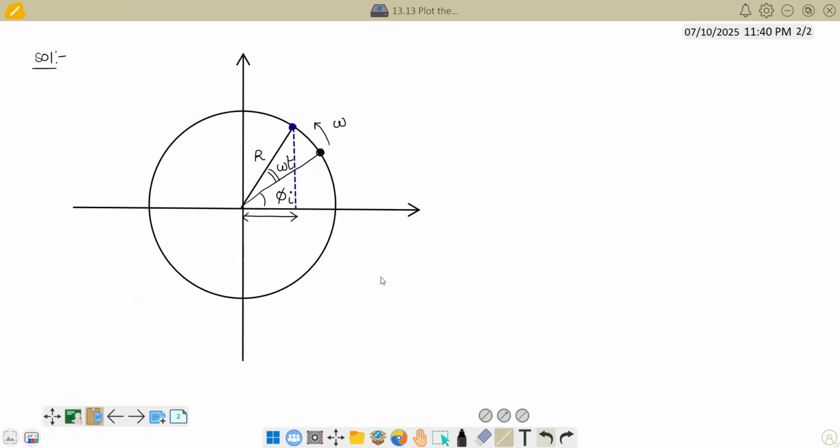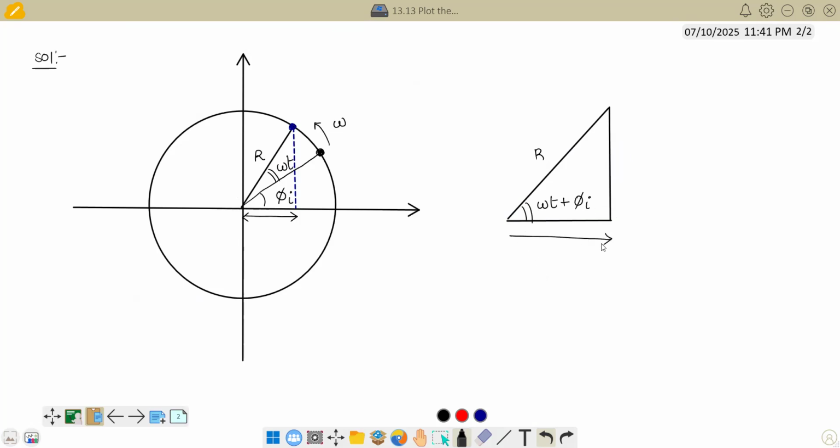How do you find the displacement? We can construct a triangle here. This side would be r. The total angle with the x-axis would be omega t plus phi initial. So the equation that represents the x direction for a body rotating in circular motion would be simply x equals r cos(omega t plus phi initial). Similarly, the equation representing y is y equals r sin(omega t plus phi initial). This is one thing you have to know.